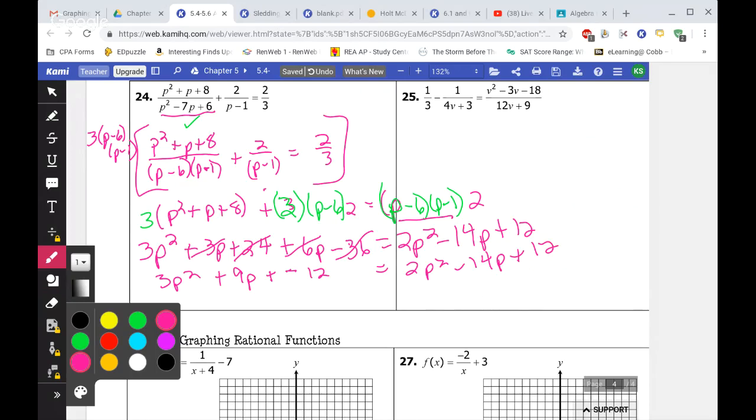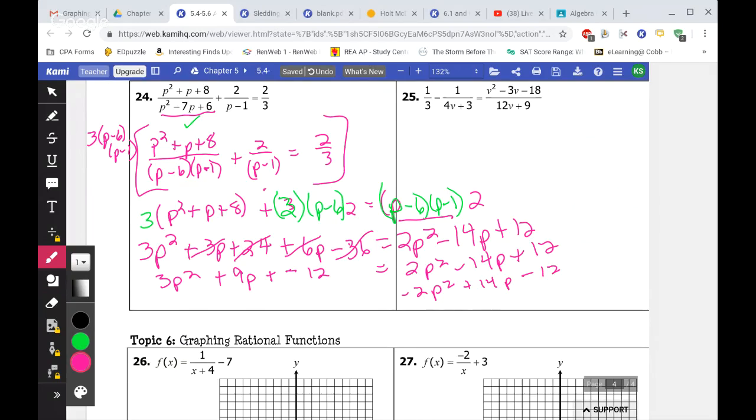And now if I subtract 2p squared and I actually add the 14p and I subtract 12 from this side to get everything back over to here, I've got minus 2p here. So that's going to leave me with a p squared plus 14. I'm going to add the 14 to the 9. And that's going to give me a 23p. And I'm going to subtract 12 from 12.